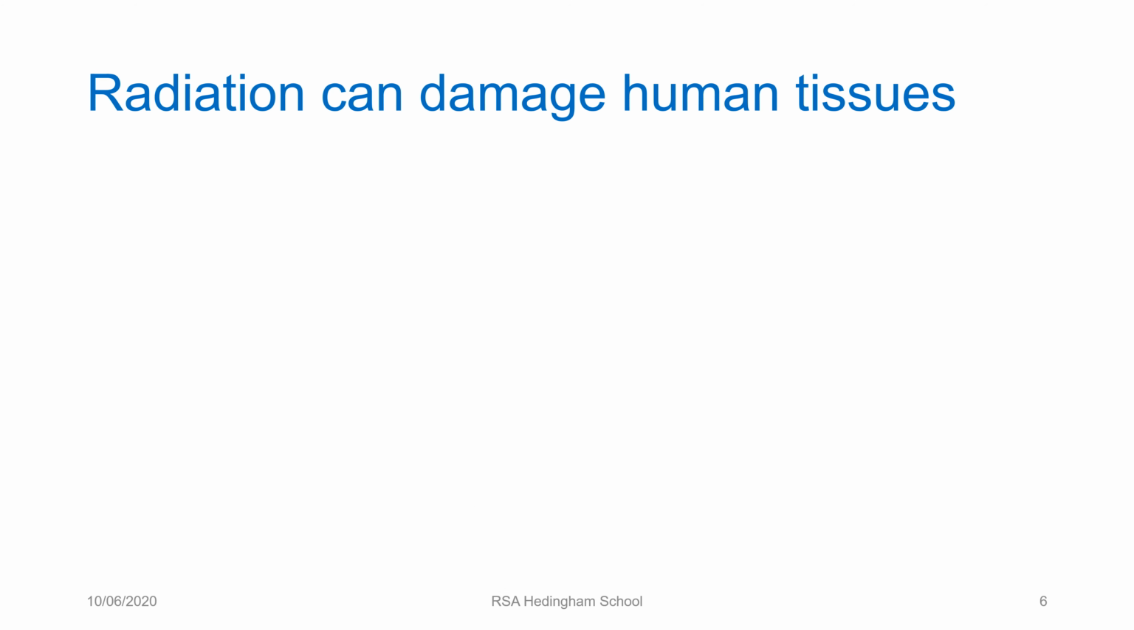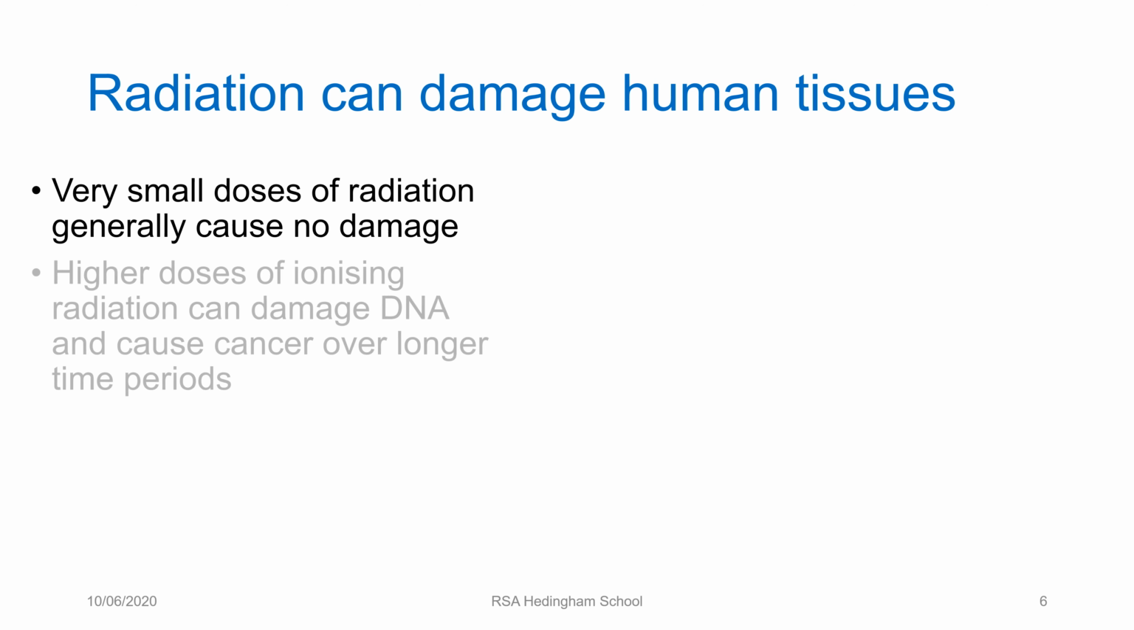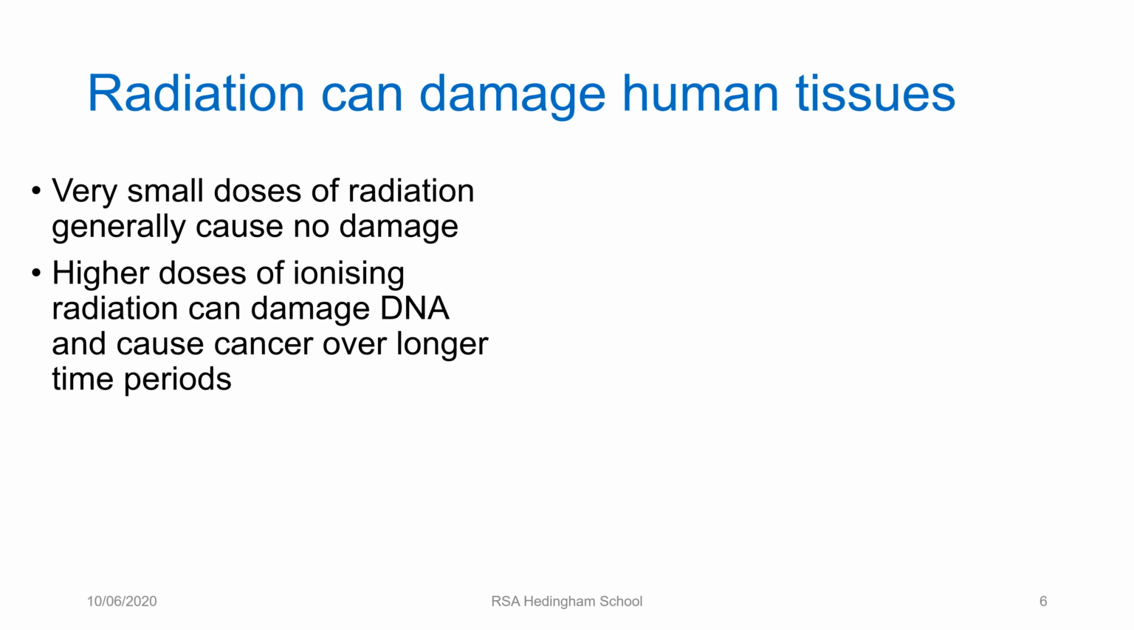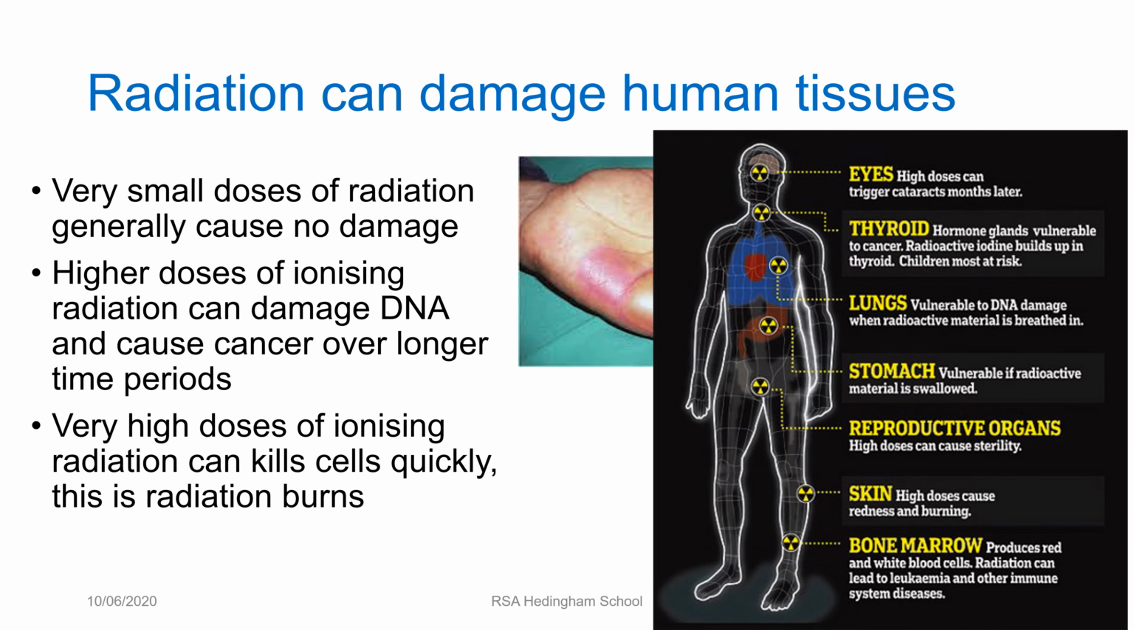There are three levels of radiation exposure. If you get very small doses of radiation, then generally very little damage is caused, and the damage that does occur can be repaired by the body. Higher doses of ionizing radiation actually damage the DNA molecules, they ionize them, and that can cause cancer over a longer period of time. If you're exposed to very high doses of ionizing radiation, that can actually kill the cells outright, and that's what radiation burns are. The cells are actually being destroyed.